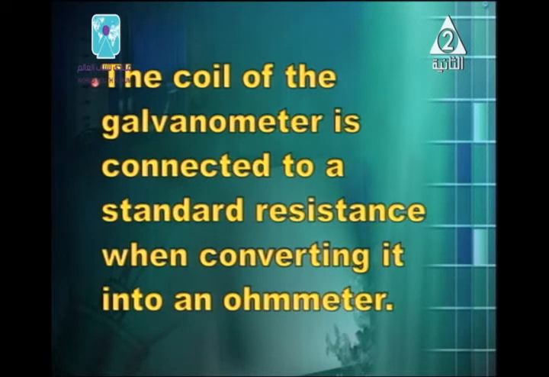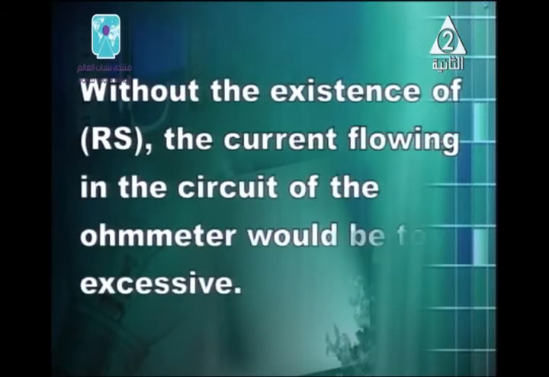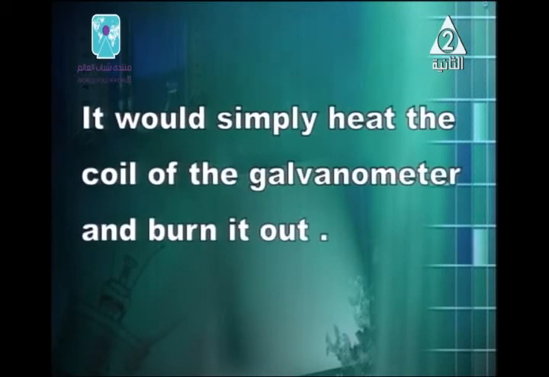And another give reason: the coil of the galvanometer is connected to a standard resistance when converting it into an ohm meter. Okay, so we want the function of the standard resistance, Rs. Without the existence of the standard resistance, Rs, the current flowing in the circuit of the ohm meter would be too excessive, and it would simply heat the coil of the galvanometer and burn it out.